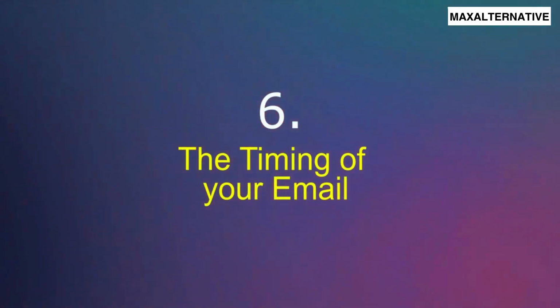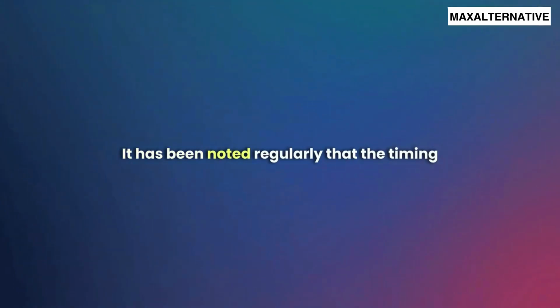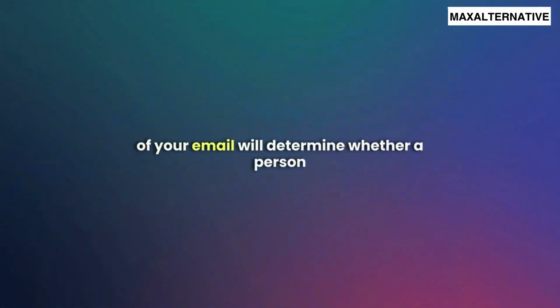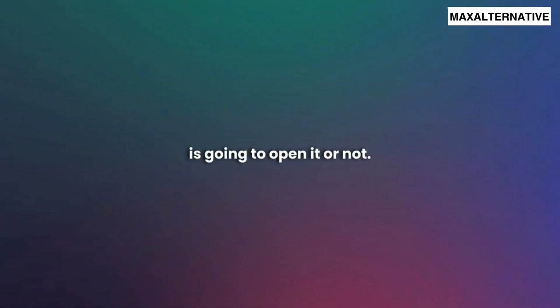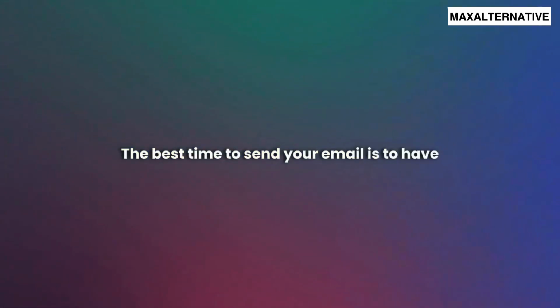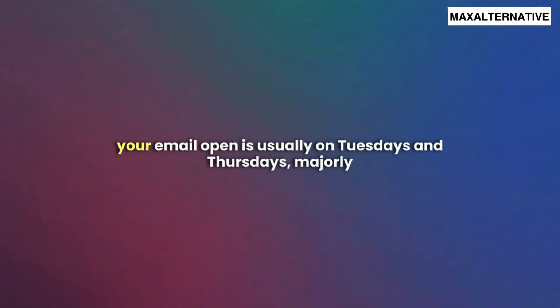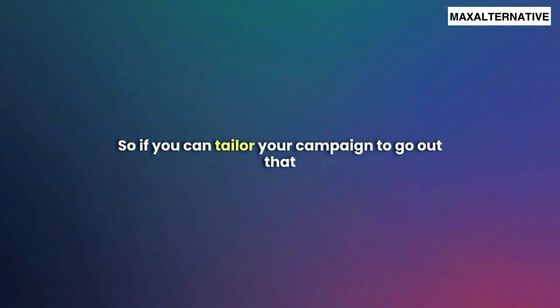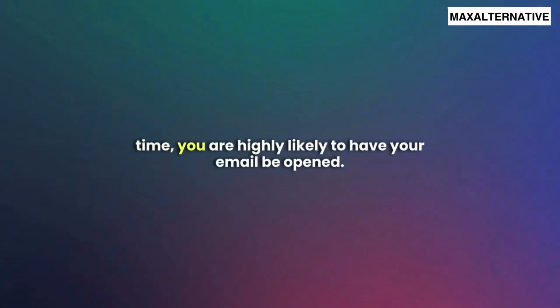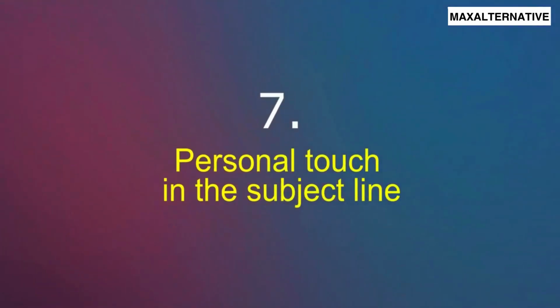The next item is the timing of your email. It has been noted regularly that the timing of your email will determine whether a person is going to open it or not. The best time to send your email to have it opened is usually on Tuesdays and Thursdays, majorly in the morning around 8 to 9 a.m. So if you can tailor your campaign to go out at that time, you are highly likely to have your email be opened.